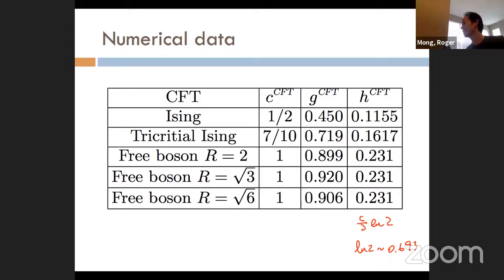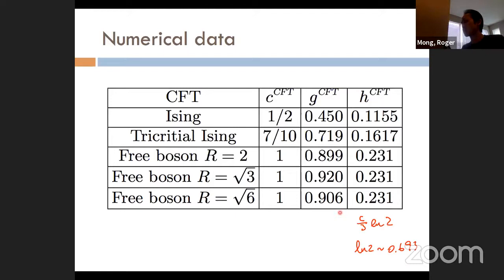When we did G, we also did it for different system sizes. These numbers don't change when we change the system sizes and also when we change the model parameters. And we find out numerically that these are the universal values. What's interesting is that for the free bosons with different radii, they all have the same central charge, but we find that they have different Gs, but the same H. That's because we know H is only sensitive to central charge. But what this tells us is that G is sensitive to something beyond central charge.